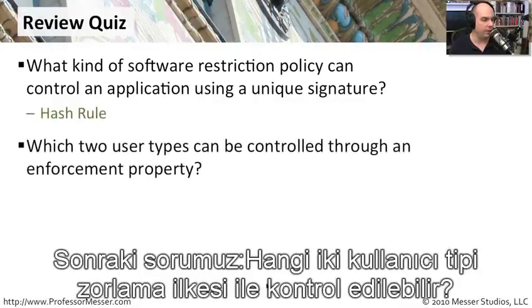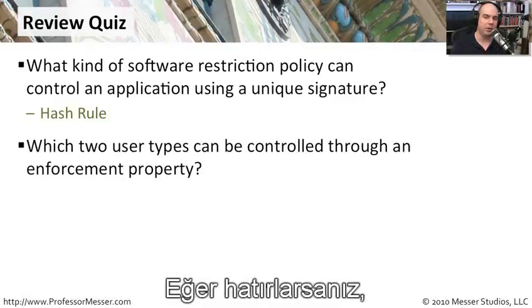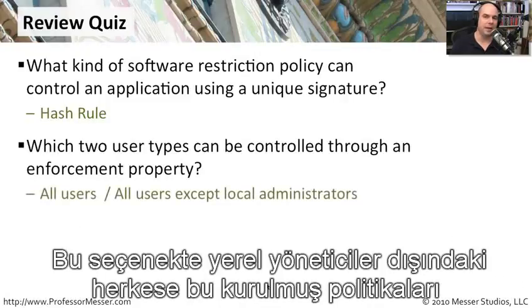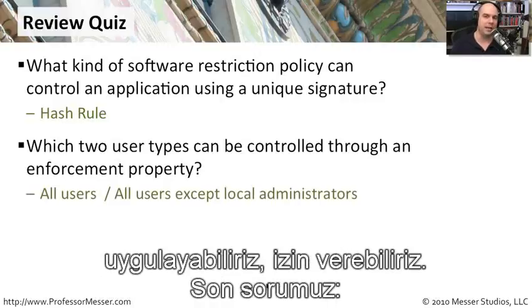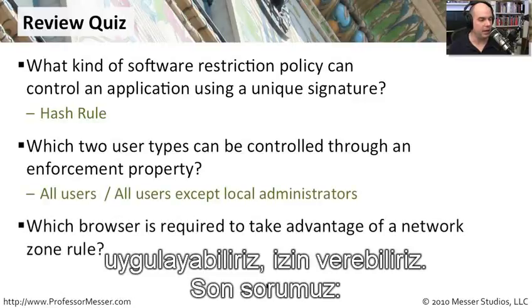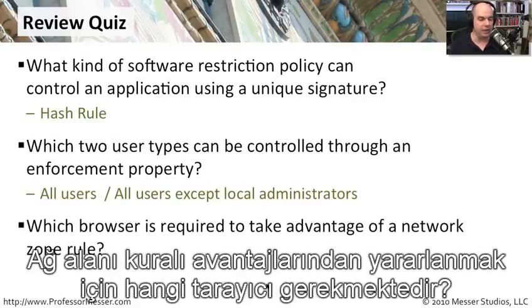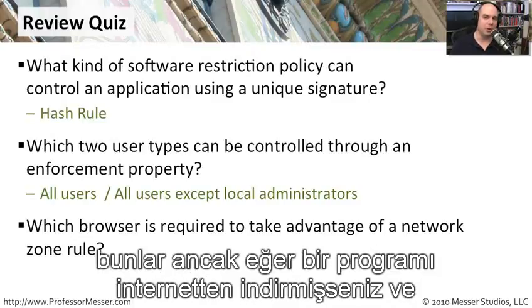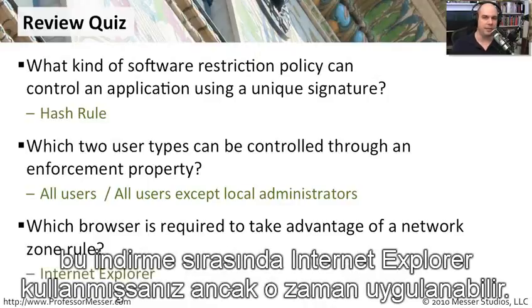Our second question, what two user types can be controlled through an enforcement policy? If you recall, we could allow everybody on our computer to run programs, but there was another option as well, which means that we could allow all users except the local administrators to apply to any of these policies that we're setting. And the last question, which browser is required to take advantage of a network zone rule? Well, that internet zone, the intranet zone, the trusted zone, the untrusted zone, those are only available if you download a program and you're downloading it with Internet Explorer.